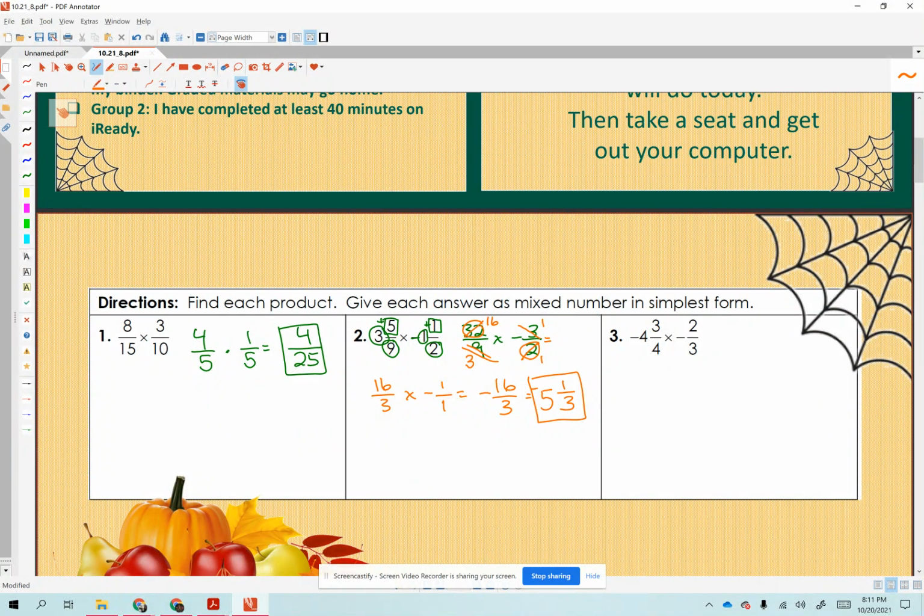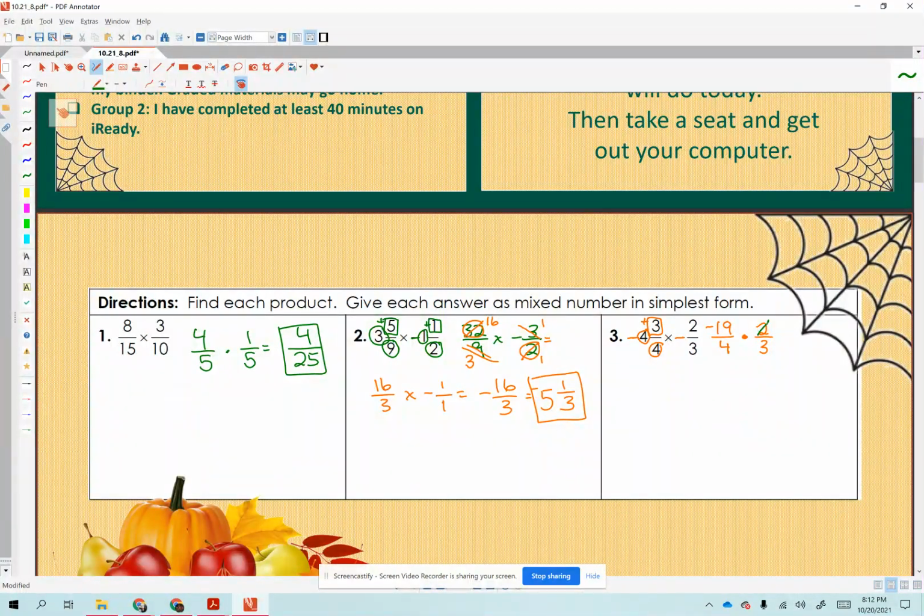So for number 3, we have a negative being multiplied by a negative. So first we have to convert those to improper fractions. 4 times 4 is 16, plus 3 more makes 19. So that's a new numerator of 19, still over 4, multiplied by, and I use the dot, let's use the dot, multiplied by 2/3. That's a negative 19. And we do have some cross simplification that we can do.